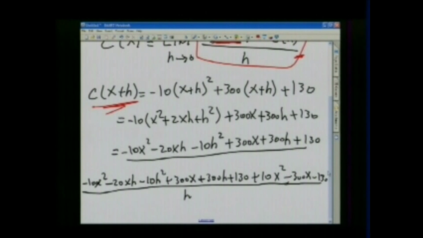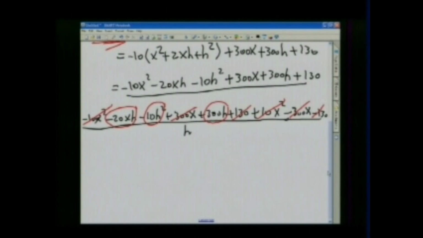So let's see what we can cancel. I have minus 10x squared plus 10x squared, they would cancel. Plus 300x minus 300x would cancel. 130 and minus 130 would cancel. Now, this happens all the time when you do these problems. What you end up with is terms that all of them have h in them, so that you can cancel with the denominator h. So if you have something which doesn't have an h, you made a mistake.